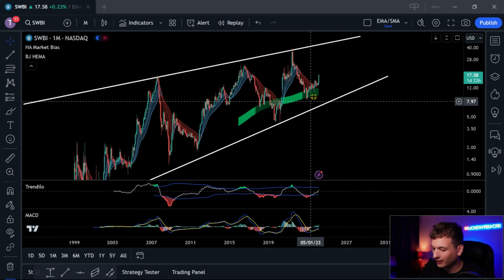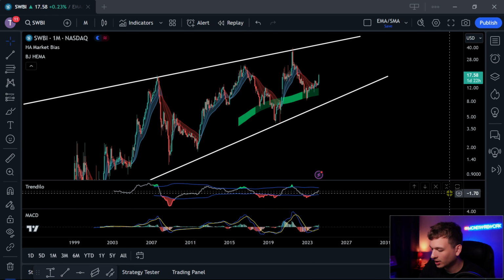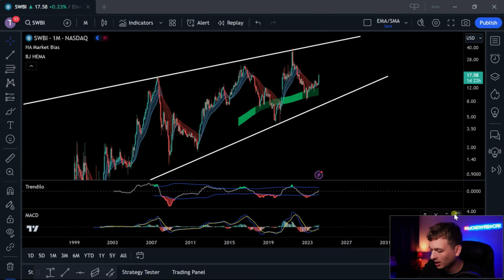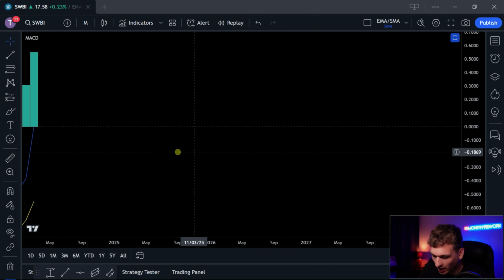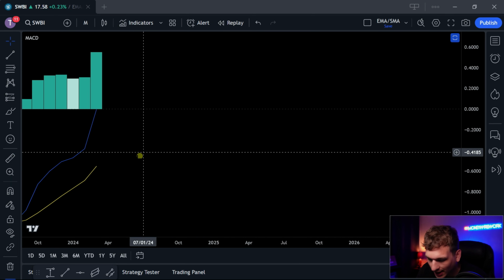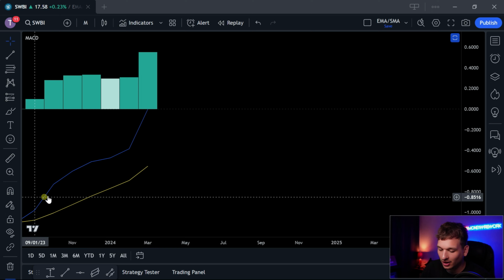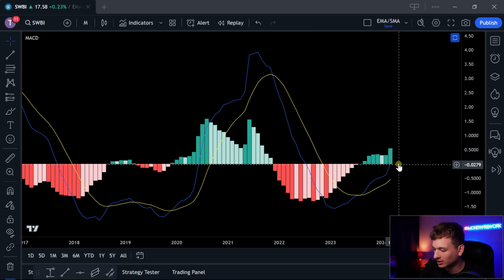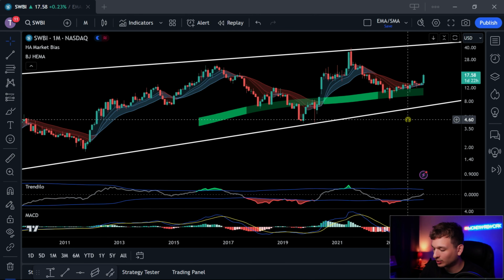So we're above the HA market bias indicator. We are turning blue on the Bjorgum clouds. If we bring up the Trendillo, we are now above the 0 line, signaling bullish momentum. And if we bring up the MACD, zoom in, we just now are approaching. It might have hit it. It looks like it's exactly on the line, but it's heading towards the 0 line, suggesting that by next month, by April, it will be above the 0 line, which will be bullish.